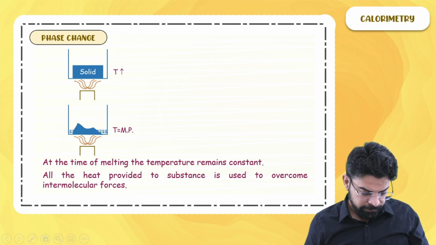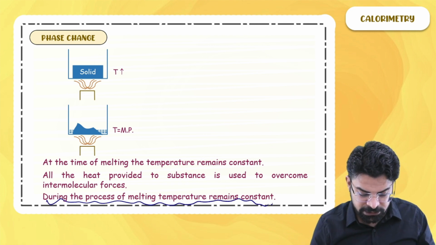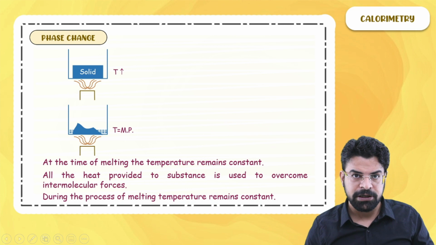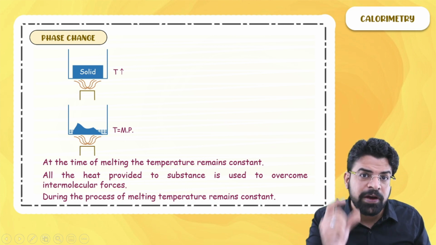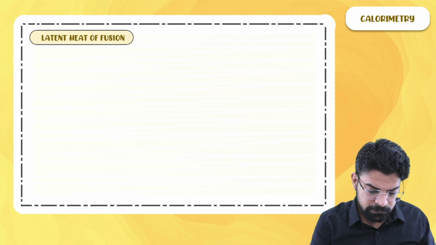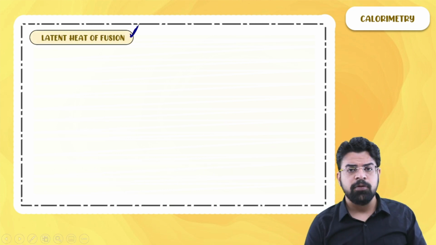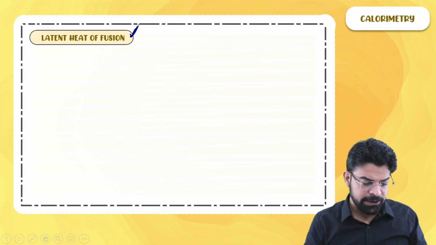Let's study ahead. During the process of melting, the temperature remains constant. This is an important thing. At the time of melting, the temperature does not change. At the time of phase change, the temperature does not change. Now, there is something called latent heat of fusion. What is the meaning of latent heat of fusion? We need to understand it.